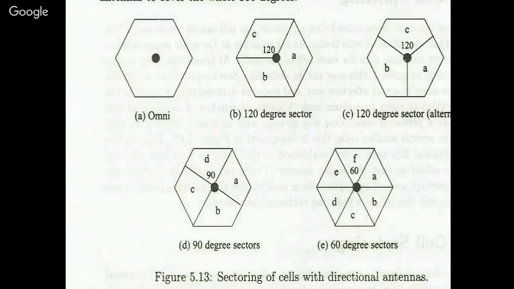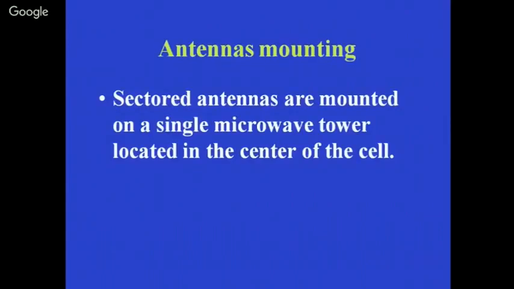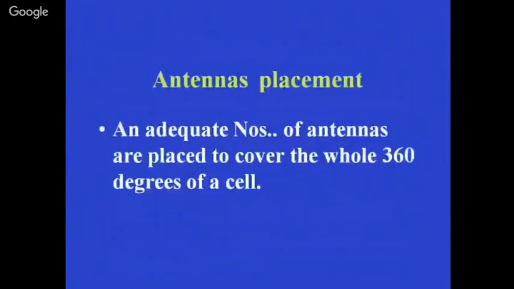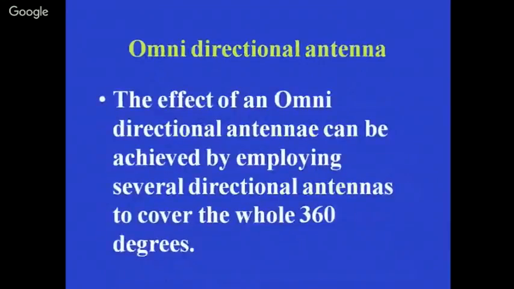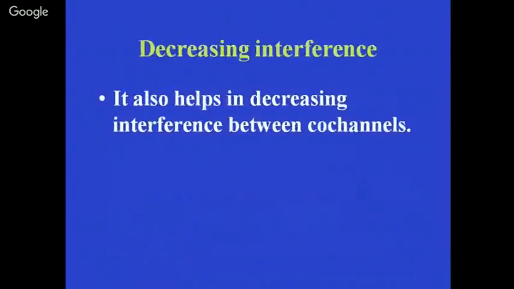It means the antenna design will also play a major role in the case of CDMA, and the sectoring will play a major role. You can make the antenna placement in different ways. The number of antennas will remain the same. You have to cover 360 degrees. Sectoring decreases the interference, because if you change the angle of sectoring, the interference will be reduced.